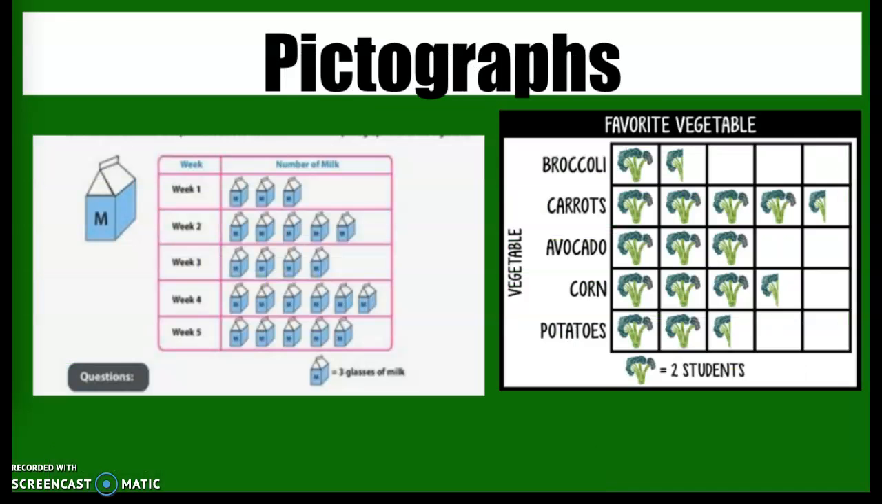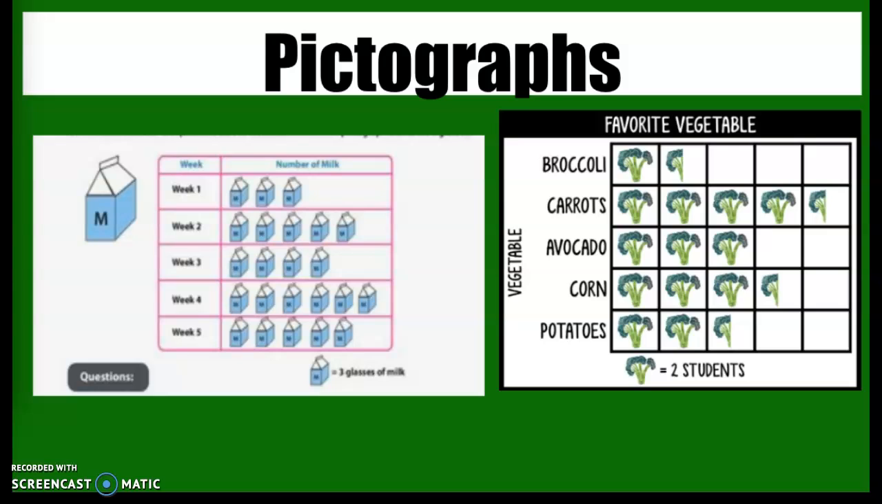The other kind of graph that we looked at was a pictograph. And pictographs use a picture to stand for a person or a thing that they are measuring. So like in the first one, it is number of glasses of milk. And what they used to stand for each glass of milk was a milk carton. And so in week 1, they used 3 milk cartons to stand for the people who had milk.